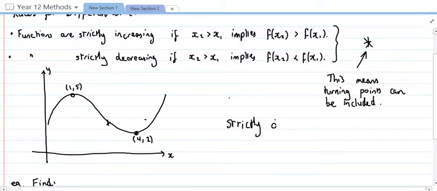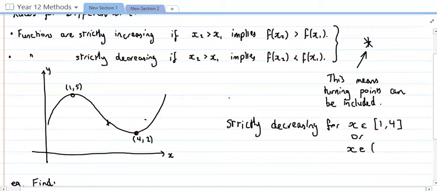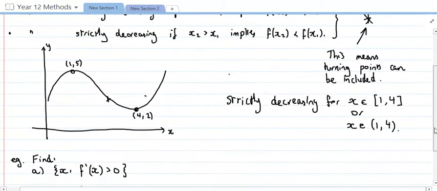Okay, strictly decreasing for x is an element of, and I'm going to use the square brackets first, so I can say from 1 to 4 is where it is decreasing in terms of those x values, or I can say x is an element of the open interval 1 to 4. Either way, both answers are perfectly acceptable.